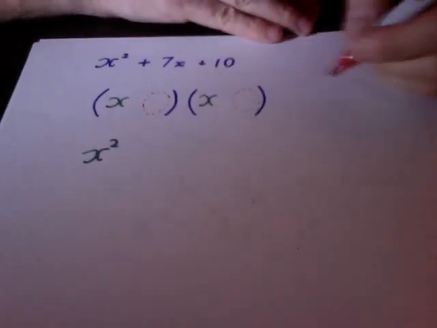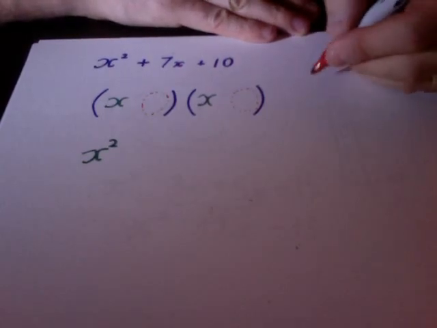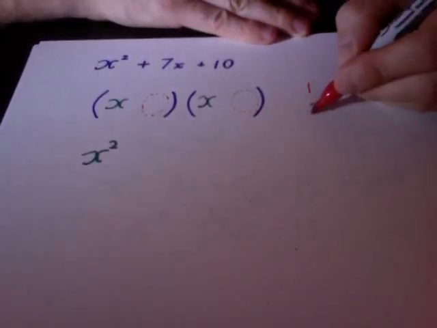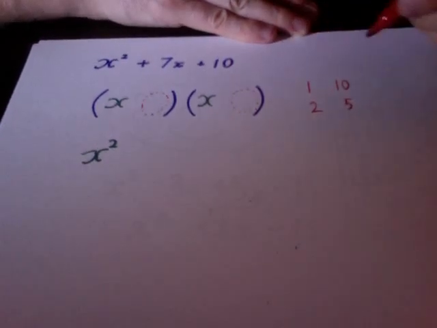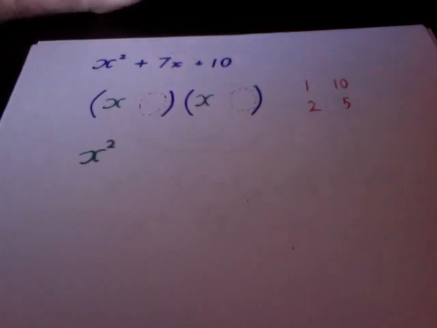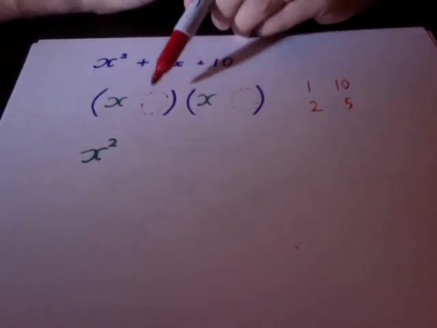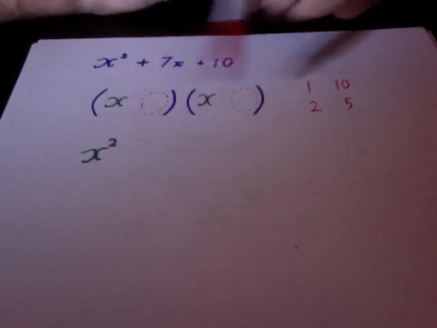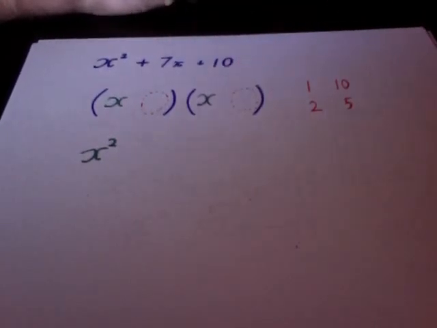So we need to think to ourselves, what numbers can be multiplied together to make plus 10? And the answers are 1 and 10, or 2 and 5. There aren't actually any other options. So the options we have here are that the number 1 goes in there, the number 10 goes in there, or vice versa, or 2 and 5, or vice versa, 5 and 2. But that's just part of the story.